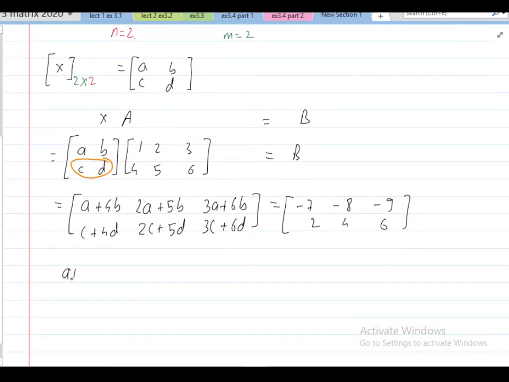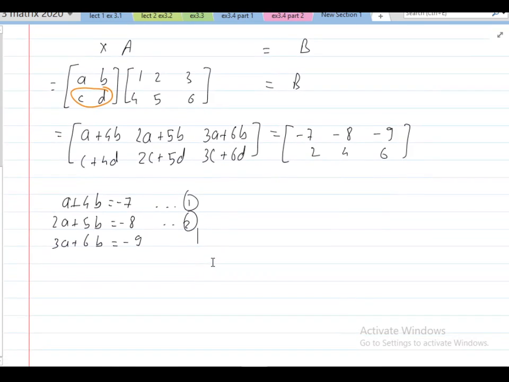So the first equation is A plus 4B is equal to minus 7. And the second will be 2A plus 5B is equal to minus 8. And the last one, 3A plus 6B is equal to minus 9. Equation number 1, equation number 2.